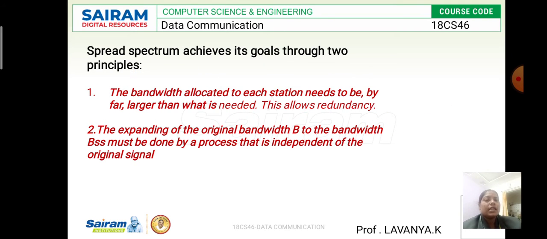Then look at this, they achieve two goals. Whenever the bandwidth is allocated to each station, a large amount of bandwidth is used, and during that time we have to allow redundancy of the message or data. The second one is expanding the original bandwidth B to the bandwidth of the spread spectrum, BSS. This must be done by a process that is independent of the original signal.